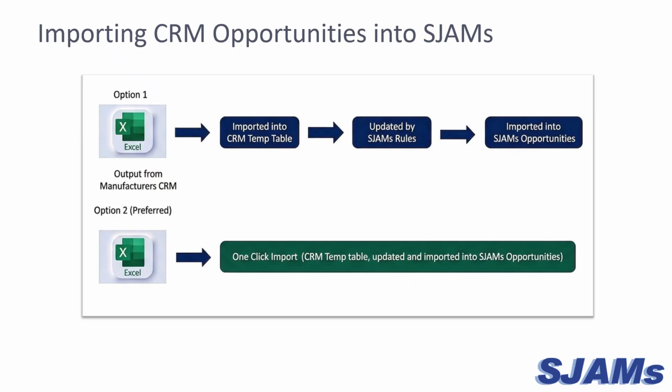For example, we alias different customer names and map them to a single master customer record. We also normalize quantities, values, and funnel magnitude across manufacturers, since often each one structures this information differently. Overall, the goal of this step is to clean and align the data so that all opportunities, regardless of source, are consistent once they enter the main SJAMS opportunity database.